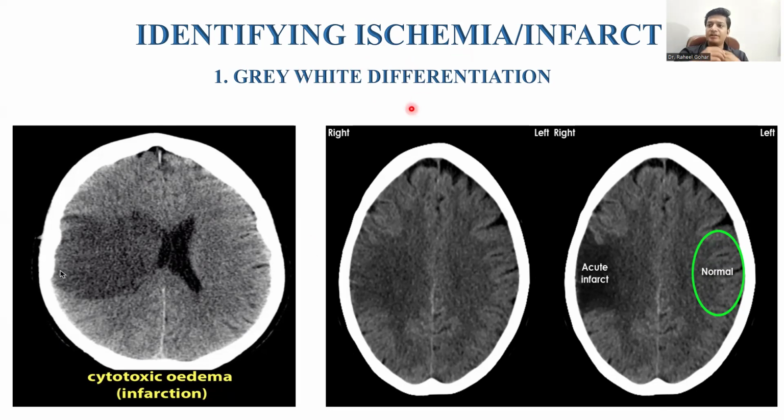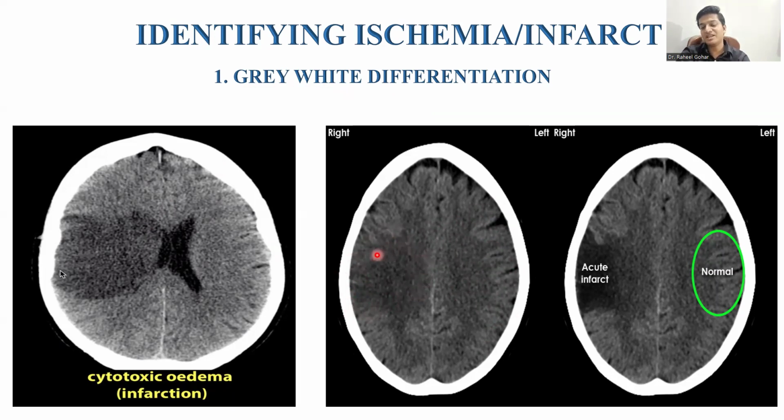So there are different methods to identify it. First of all, as I have already told you, the gray white differentiation. As you can see here in this picture on the axial section, this is the part where the axons are. This is the part where the cortex is, neuronal cell bodies are, and you can see clearly the differentiation. But here this differentiation is lost. You cannot see the differentiation. All appear black. So this is an area where acute infarct has occurred.